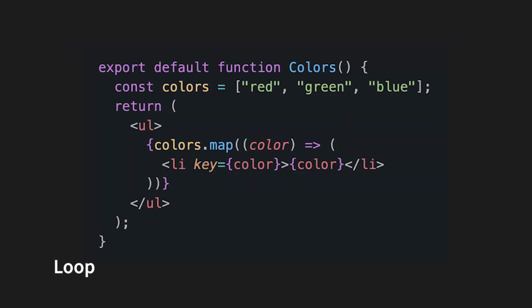In our React example, the Colors component defines an array of colors and uses the JavaScript map method to iterate over each color. For every color, it returns a list element and assigns a unique key, a crucial step for React to optimize rendering. This approach leverages native JavaScript functions to dynamically build your list.